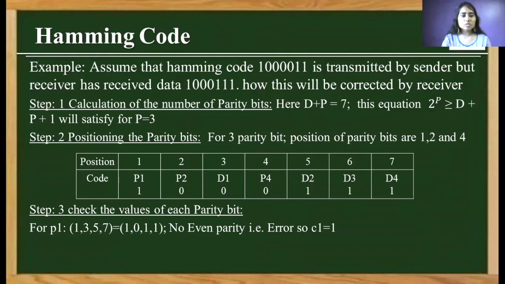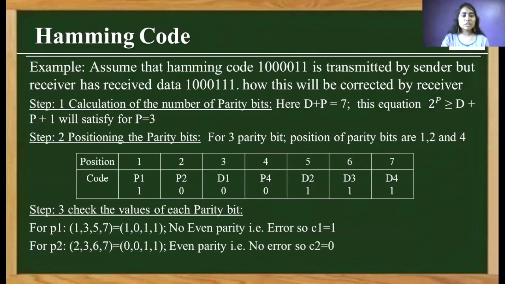At the first position, we have a value 1. At the third position, we have a value 0. At the fifth position, we have a value 1. At the seventh position, we have a value 1. That means in this combination, the total number of ones is odd. But we sent with even parity, so that means here no even parity. That means error. So here we generate check bit C1 equal to 1. Whenever an error occurs, C1 becomes 1 for the P1 combination.